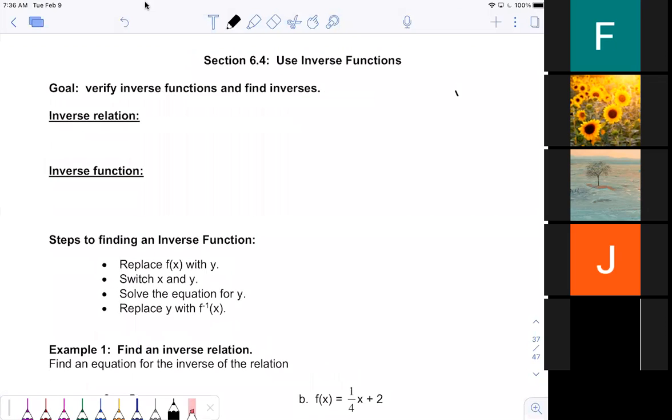As I said, the couple of sections that we're working with, we're trying to see what types of operations and how we can take two functions and try and analyze them and maybe combine them together with operations or combine them together with substitution. And today we're going to look at trying to verify inverse functions and find inverse functions. So this is kind of relating one equation to another equation. What would this inverse relationship be?